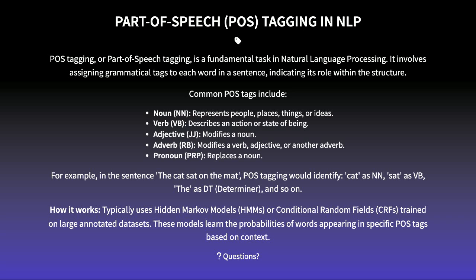We use models like hidden Markov models and conditional random fields to learn these patterns from tons of labeled data, basically teaching computers what's likely to go with what. So, cat is a noun, sat is an action. It's all about understanding the sentence structure.